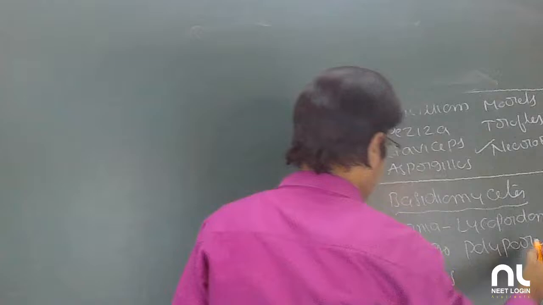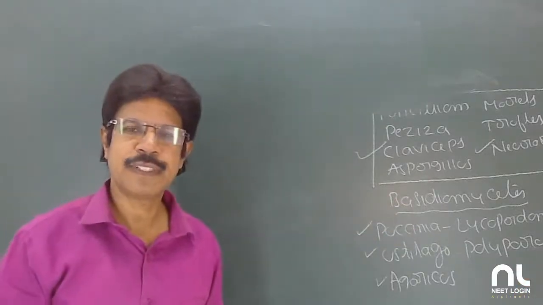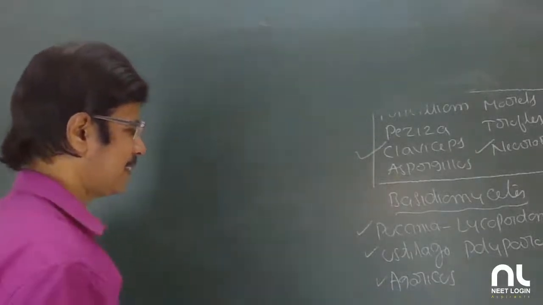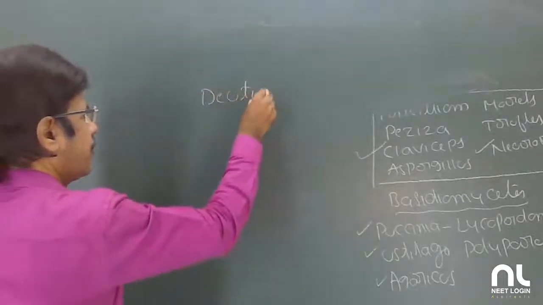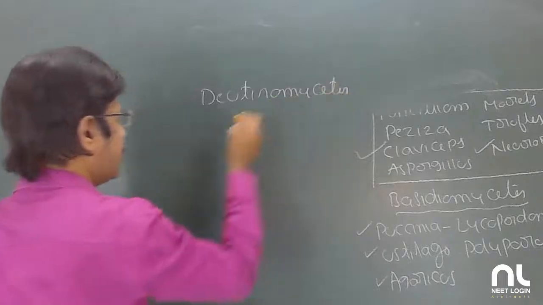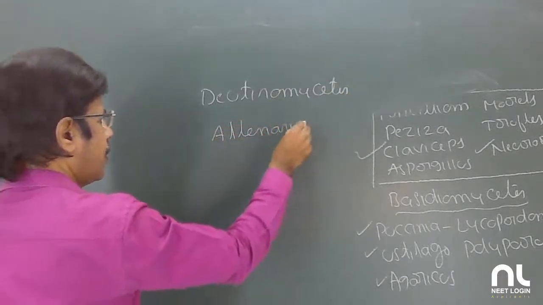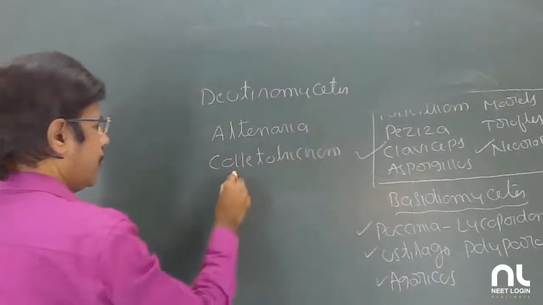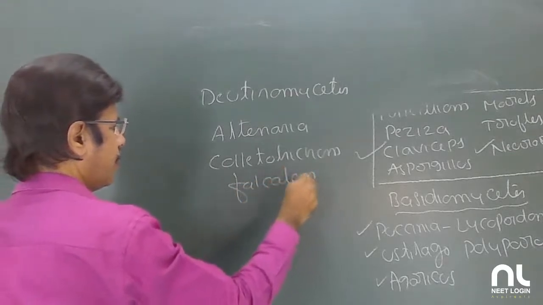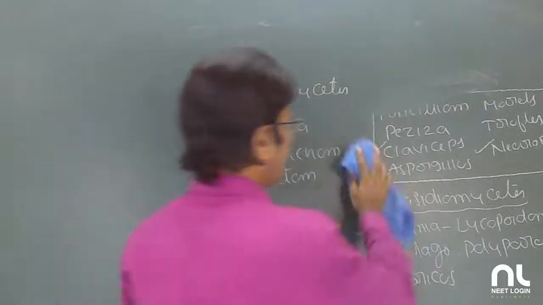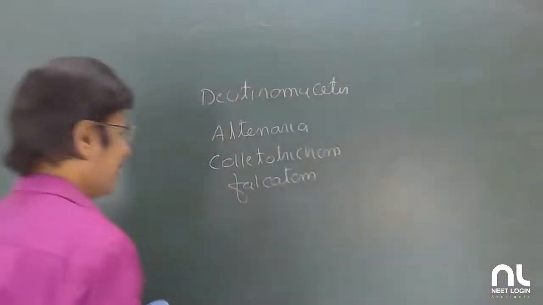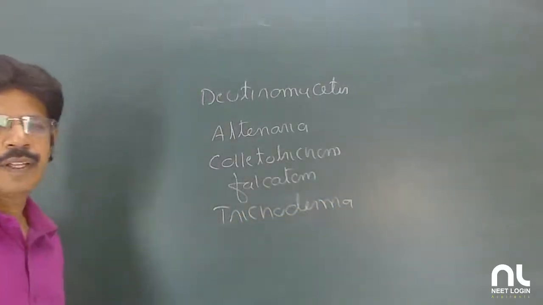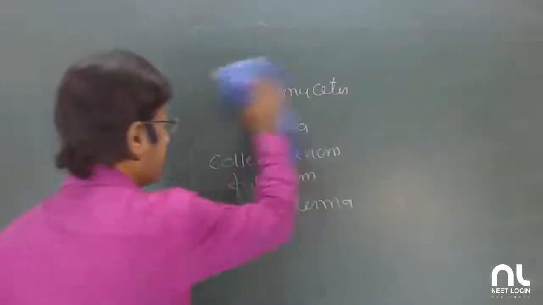The question is going to be like this: a number of fungi species are given as examples, and you have to find out which is Ascomycetes, which is Basidiomycetes, and which is Deuteromycetes. In the case of Deuteromycetes: Alternaria, Colletotrichum falcatum, and Trichoderma. So that covers Phyco, Asco, Basidio and Deuteromycetes.